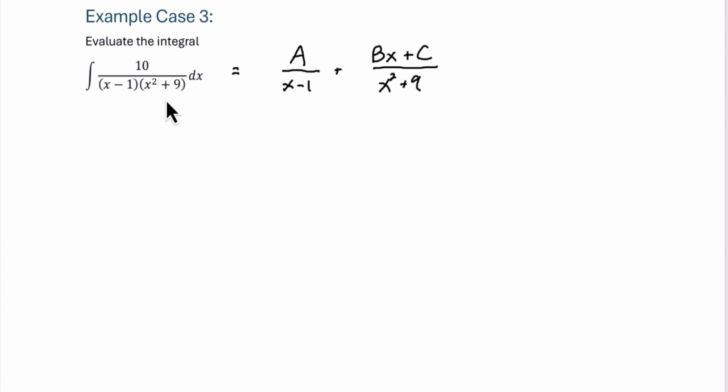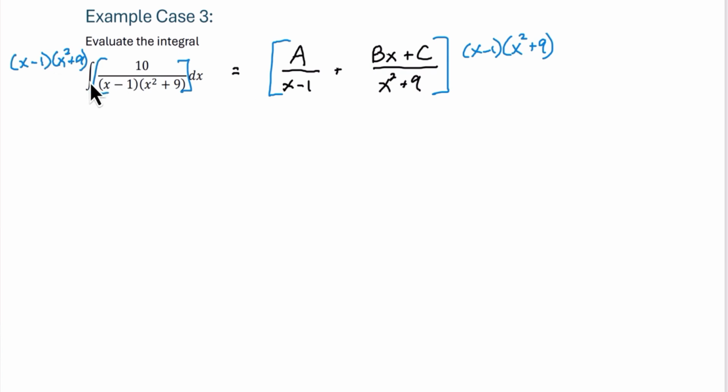Next, we need to multiply both sides by the LCD. That is x minus 1 times x squared plus 9. Again, temporarily ignoring the integral for now, let's just focus on the fractions. On the left, if we multiply the LCD by the fraction, the denominator will go away, leaving us with just 10. On the right, when we distribute the LCD with the first fraction, x minus 1 will cancel, leaving us with a times x squared plus 9.